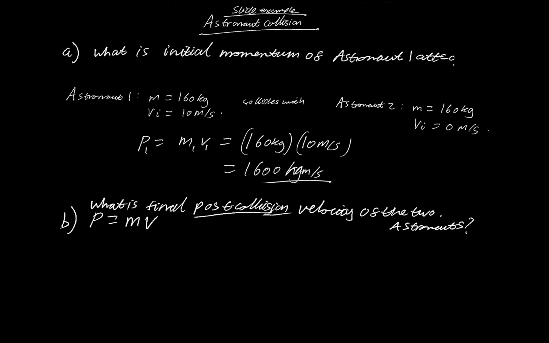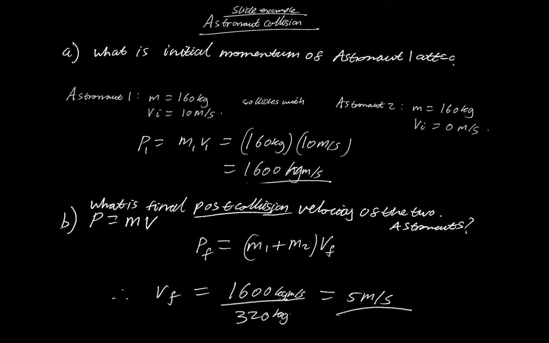The final post-collision velocity of the two astronauts, however, is going to be a little different. So astronaut 1 is bringing all of this momentum to the party. Astronaut 2 has no momentum. That means the final post-collision momentum is going to be the two masses added together times some final velocity. If we rearrange, we can then say Vf is then going to be our 1600 kilogram meters per second from here, divided by 320 kilograms. That'll give us 5 meters per second.